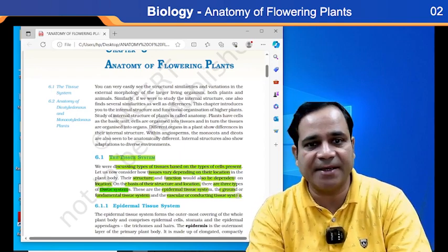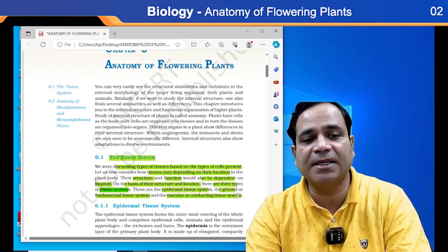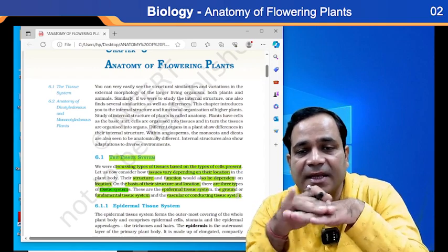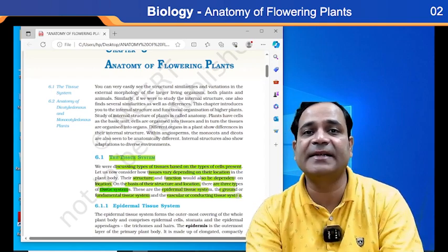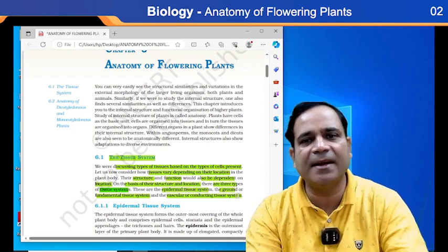On the basis of their structure and location, there are three types of tissue system. The epidermal tissue system, the second one ground tissue or the fundamental tissue system, and the third one vascular or conducting tissue system. Let's see one by one. First, the epidermal tissue system.